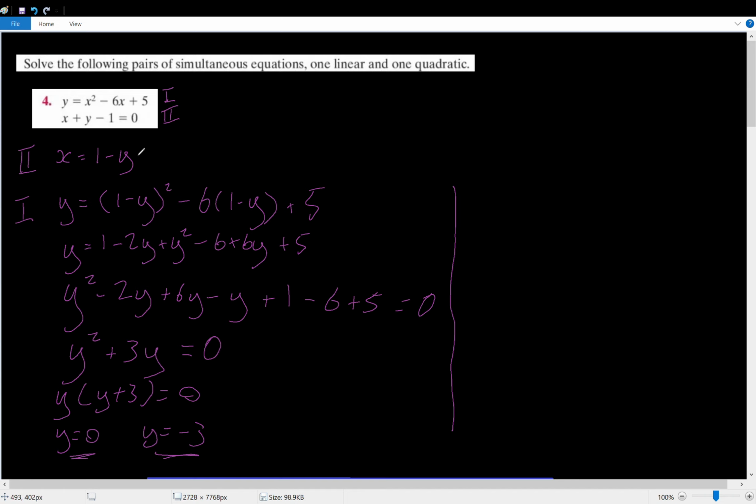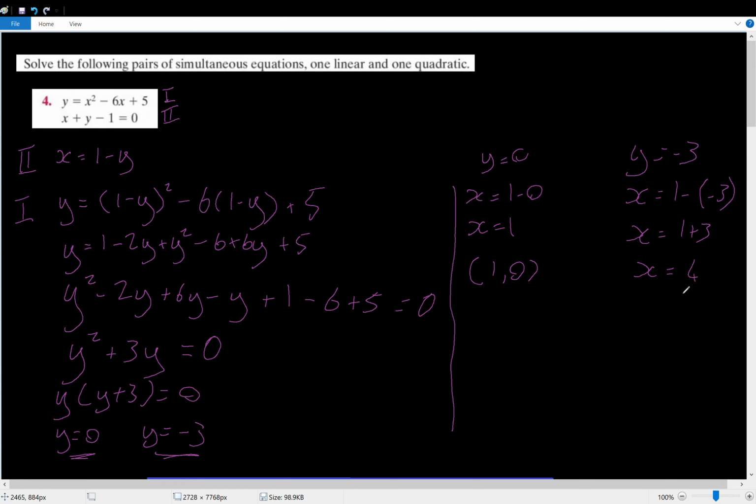What we're going to do is take our modified equation 2, where we had x on its own, and sub in the two different values of y. So when y equals 0, x is going to be equal to 1 minus 0. So x is equal to 1, which means we get the solution (1, 0), like that. And when y is equal to minus 3, x is equal to 1 minus minus 3, so x is equal to 1 plus 3. So x is equal to 4, which means we get the solution (4, minus 3), like that. And that is that.